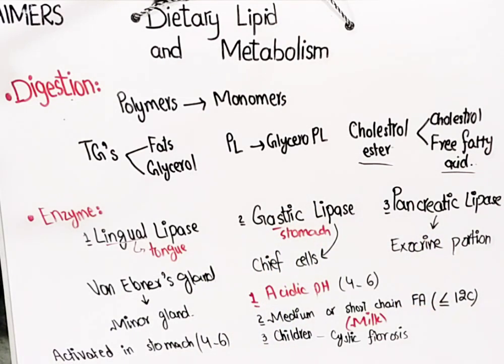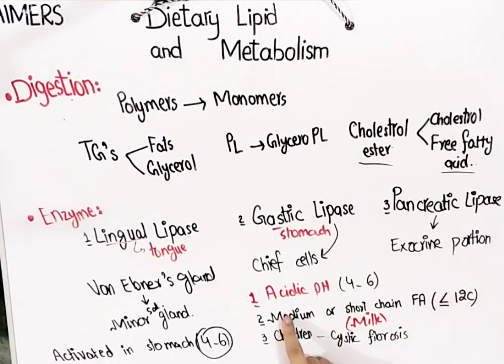Just revise with me. Lingual lipase is secreted from von Ebner's gland, which is a minor salivary gland present on both sides of the oral cavity, and it gets activated in the stomach at pH 4 to 6. Do remember. Then we have gastric lipase, which is secreted from the chief cells of the stomach. It is also activated in acidic pH. And pancreatic lipase is secreted from the exocrine portion.